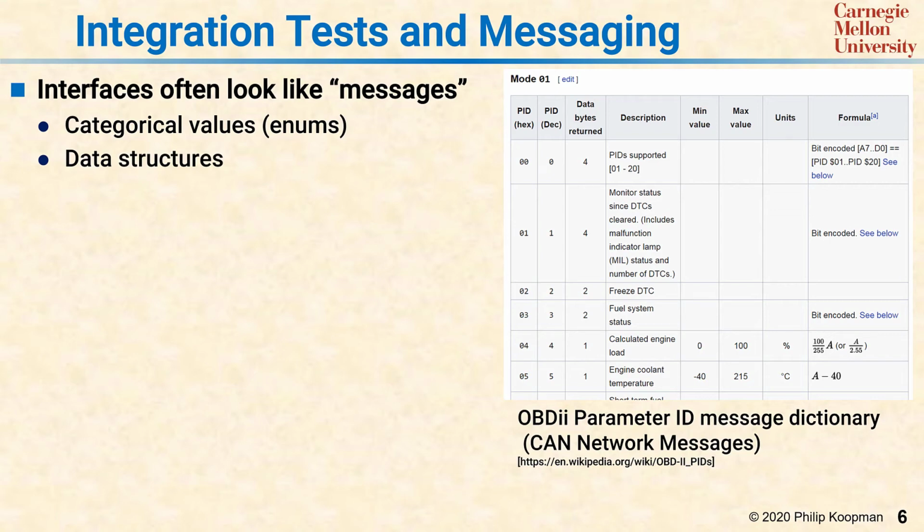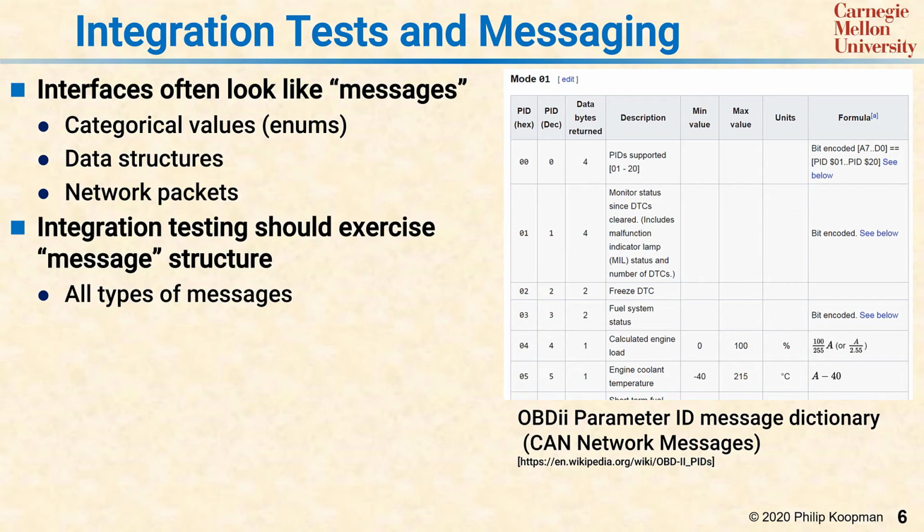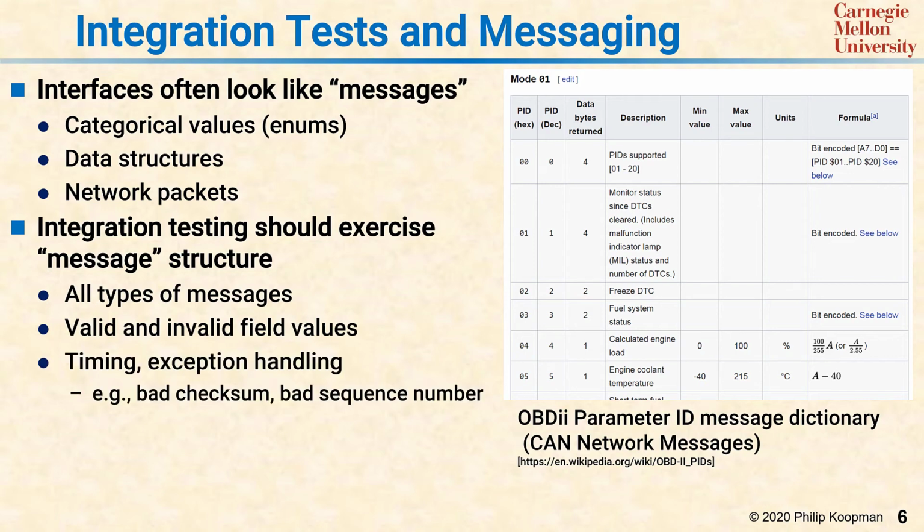Integration testing should exercise the message structure. It should test all types of messages, a range of values inside fields, valid and invalid field values, and invalid message types. It should also test the timing and exception handling. What if there's a bad checksum indicating a message should be dropped? What if there's a bad sequence number on a sequence of messages, and so on?